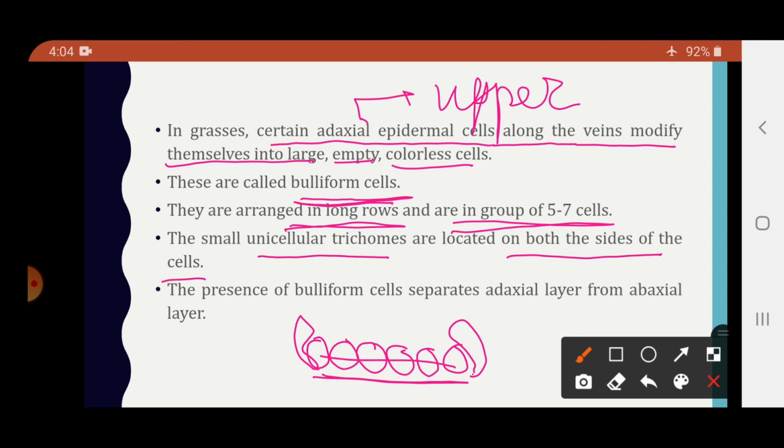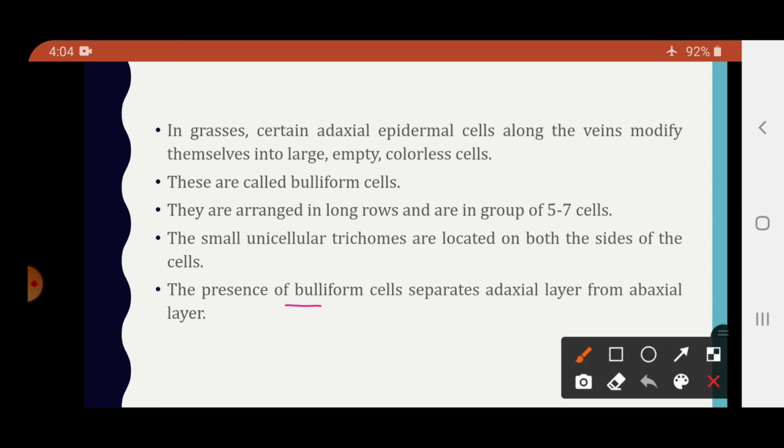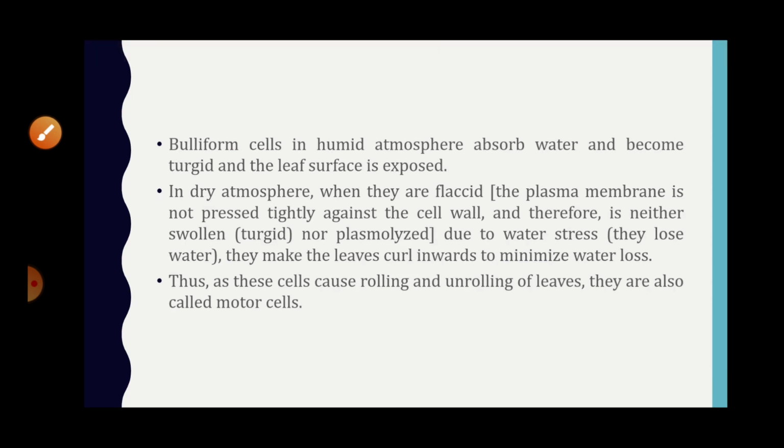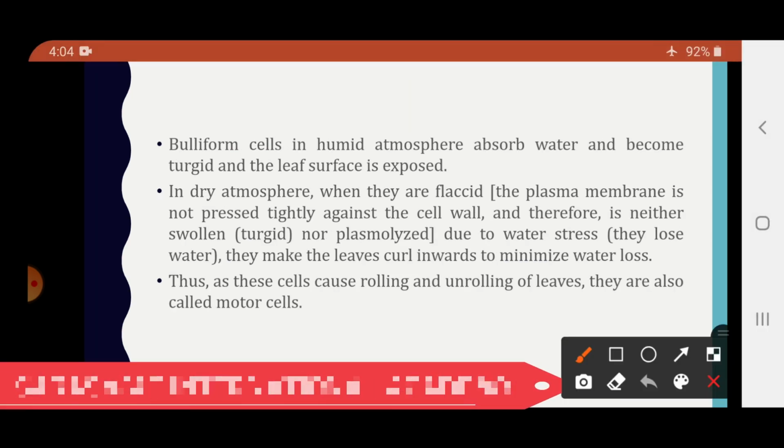ये सेल का रो है एंड ये सेल के सराउंडिंग में दोनों साइड पे क्या होते हैं? यूनिसेल्युलर ट्राइकोम्स होते हैं. And the presence of the bulliform cells separates the adaxial layer from the abaxial layer. Adaxial layer के पास bulliform cells होंगे and abaxial layer में bulliform cells नहीं होंगे. Now what is the function of these bulliform cells?